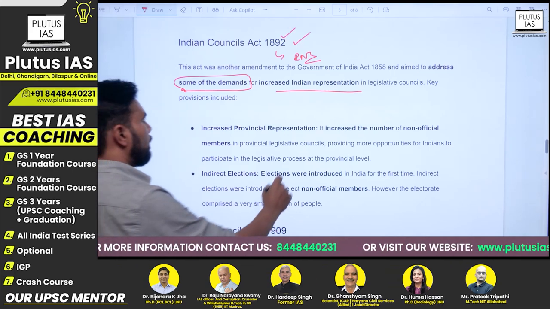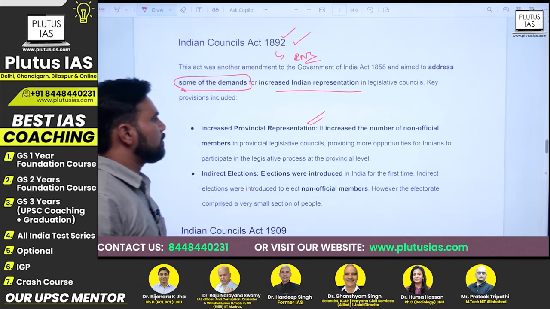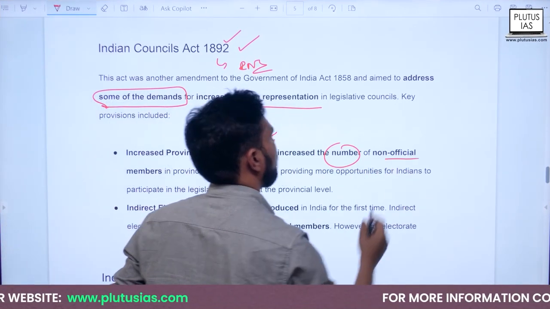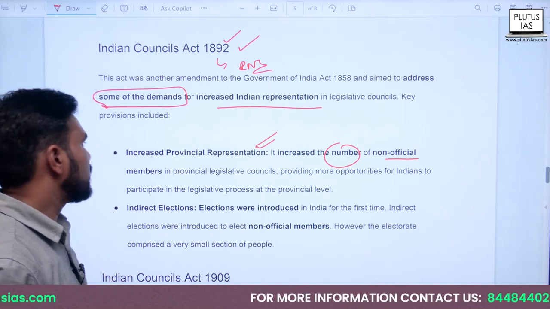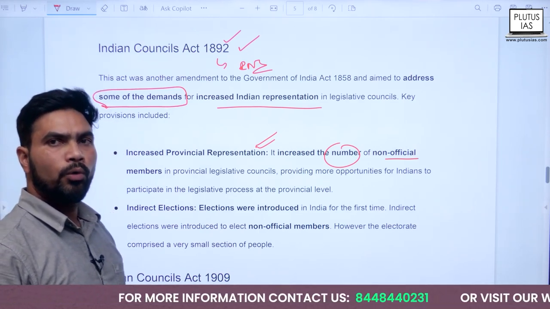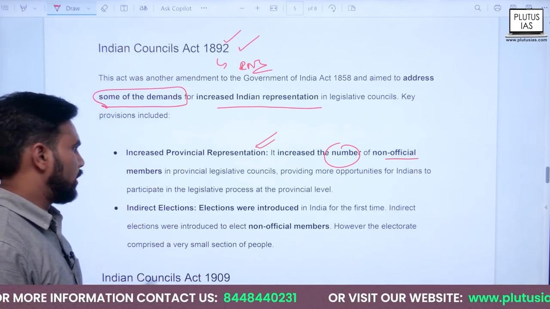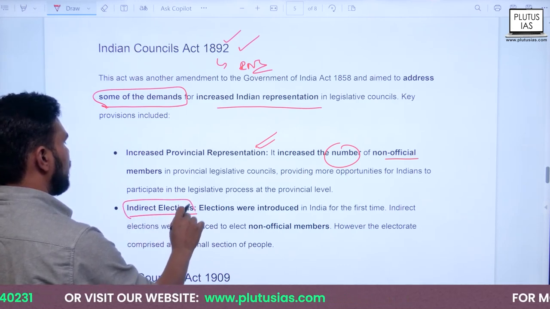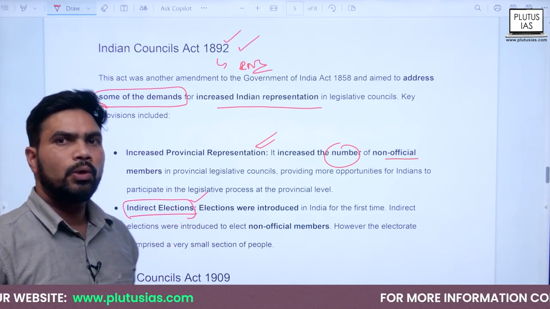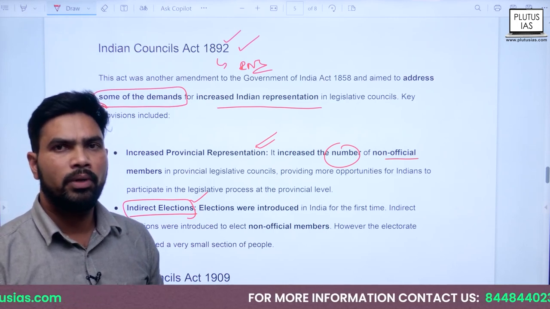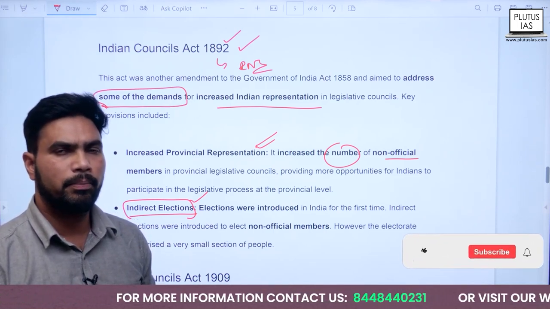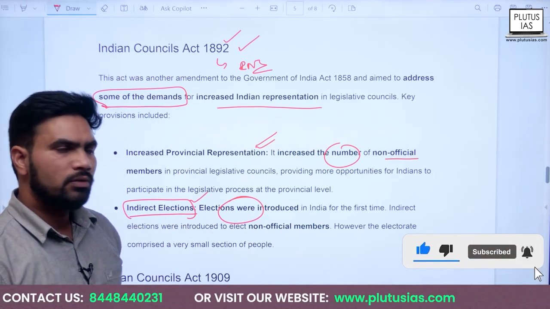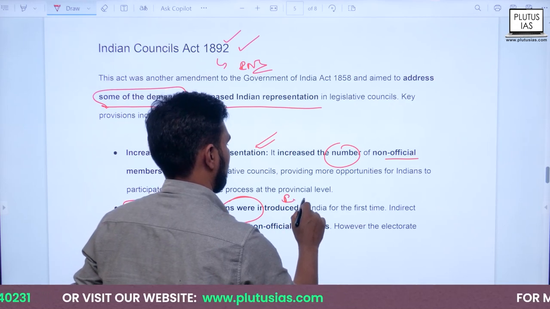So what happened through this act? Increased provincial representation. It increased the number of non-official members. That means Indian membership has been increased in the provincial councils. Right. And another important thing is indirect elections. For the first time in India, elections were introduced, I mean, people electing their representatives. The elections were not direct, but indirect elections.